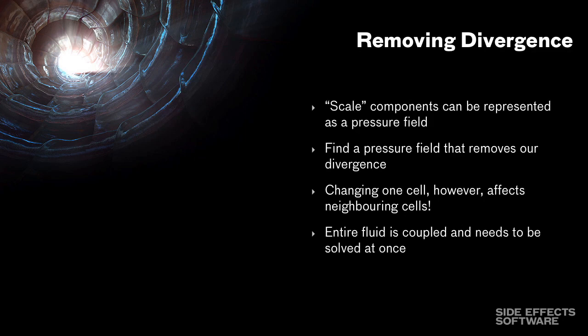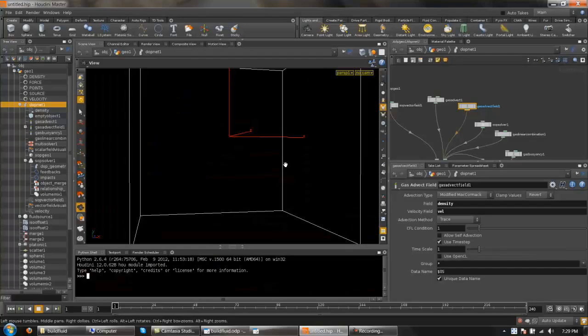So to get rid of this divergence, we need to build a pressure field which represents a contrary force that will cancel out all these ups and downs. The trouble is if you change one of these velocity values on one cell, you end up actually having to affect the divergence in the neighboring cells. So everything gets coupled together in a big massive matrix of equations, and so you need to solve it all at the same time. Now fortunately we have that solver built in.